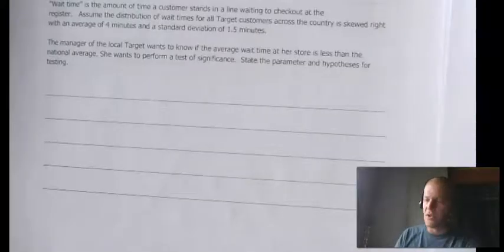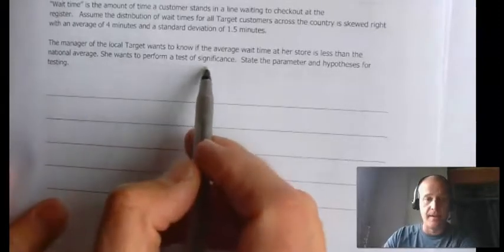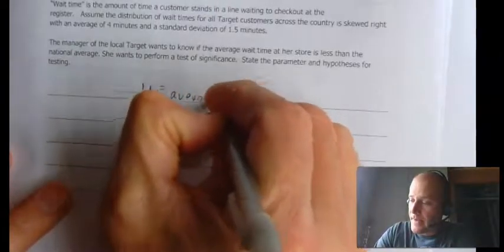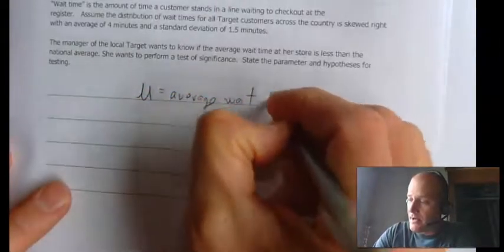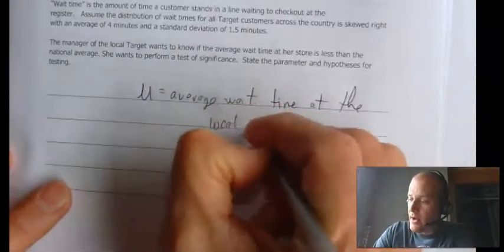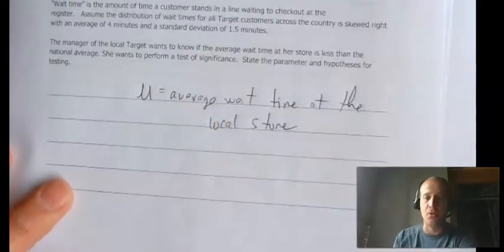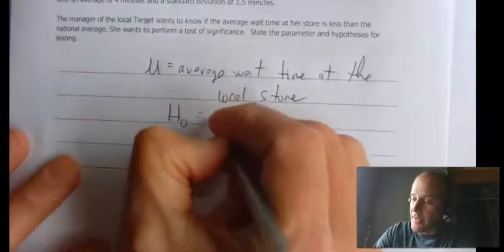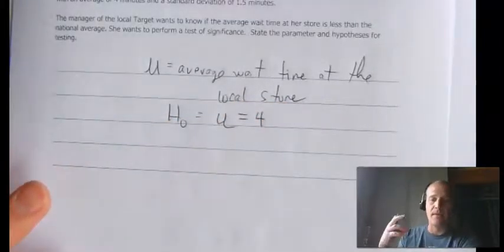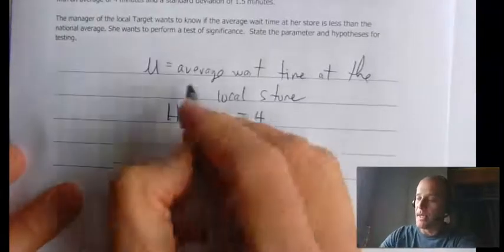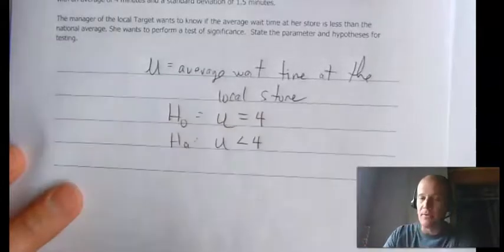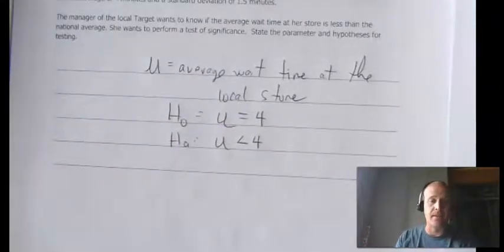Okay, so with the sampling distribution, we're going to construct and run a test of significance. So mu is going to be your average wait time, and you have to be specific here, at the local store. So we're making an inference on the wait time at this particular store. Our null hypothesis is that this average wait time is equal to the average wait time of the nation, which is 4 minutes. And then the alternative is we think it's going to be less than 4 minutes. So this is a one-sided test of significance.